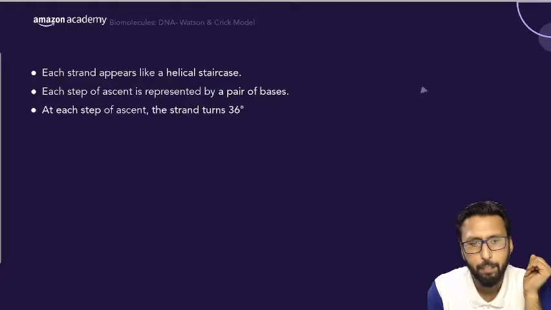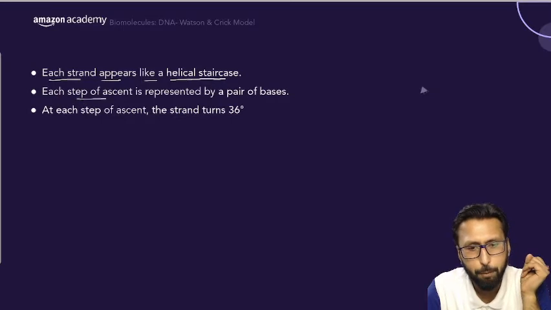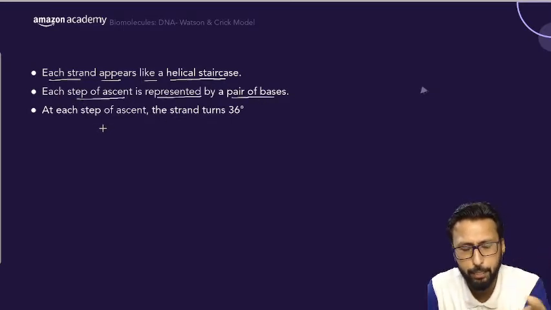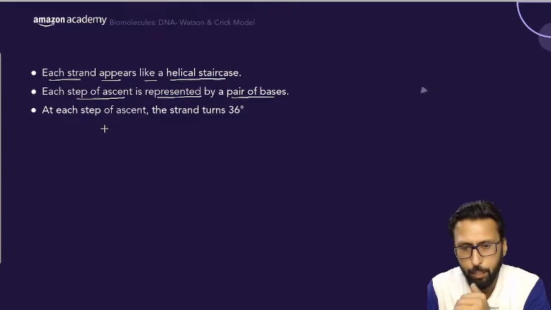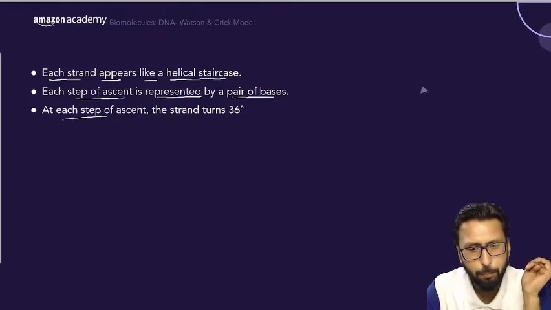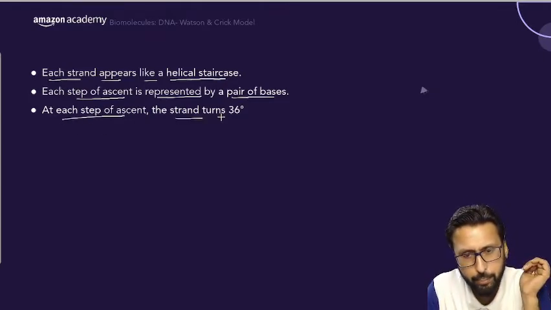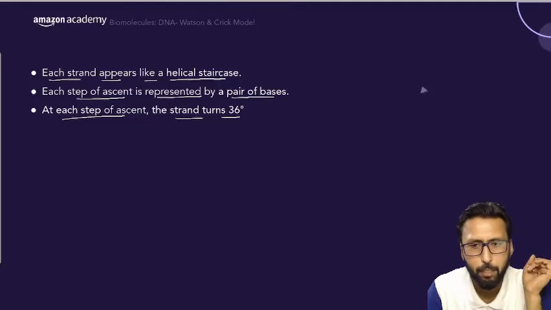Now each strand appears like a helical staircase. Each step of ascent is represented by base pairs. Base pair, that is adenine paired with thymine. So we have purines paired with pyrimidines. And at each step of ascent the strand turns by 36 degrees. Now we need to understand that.